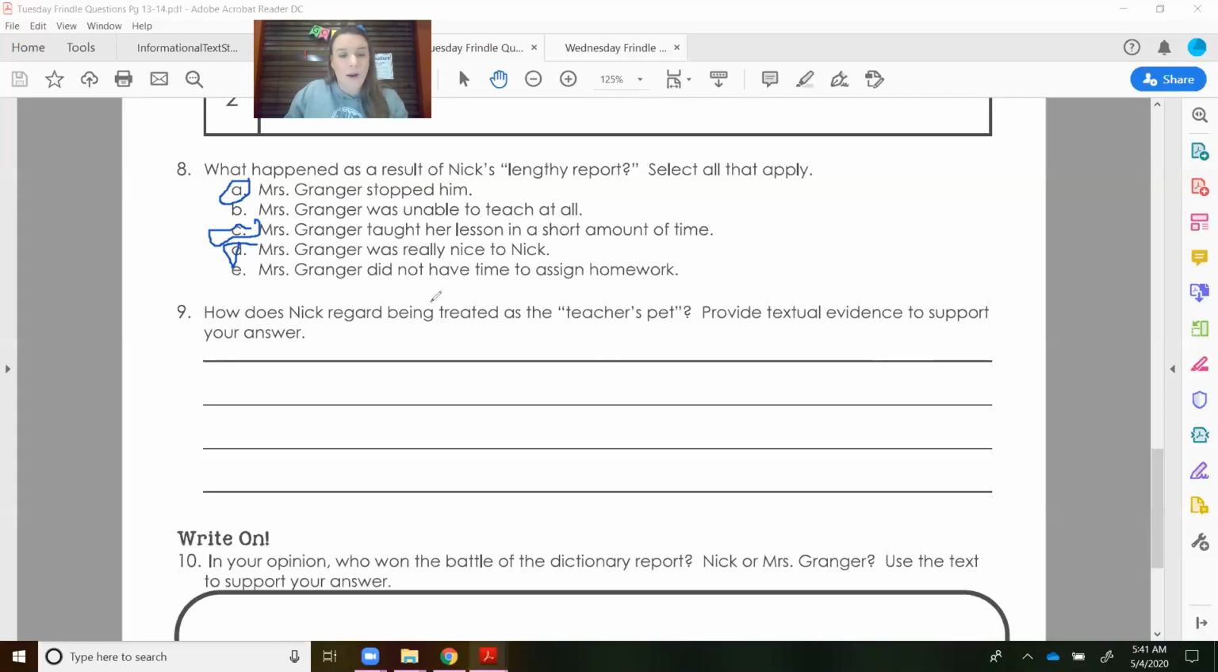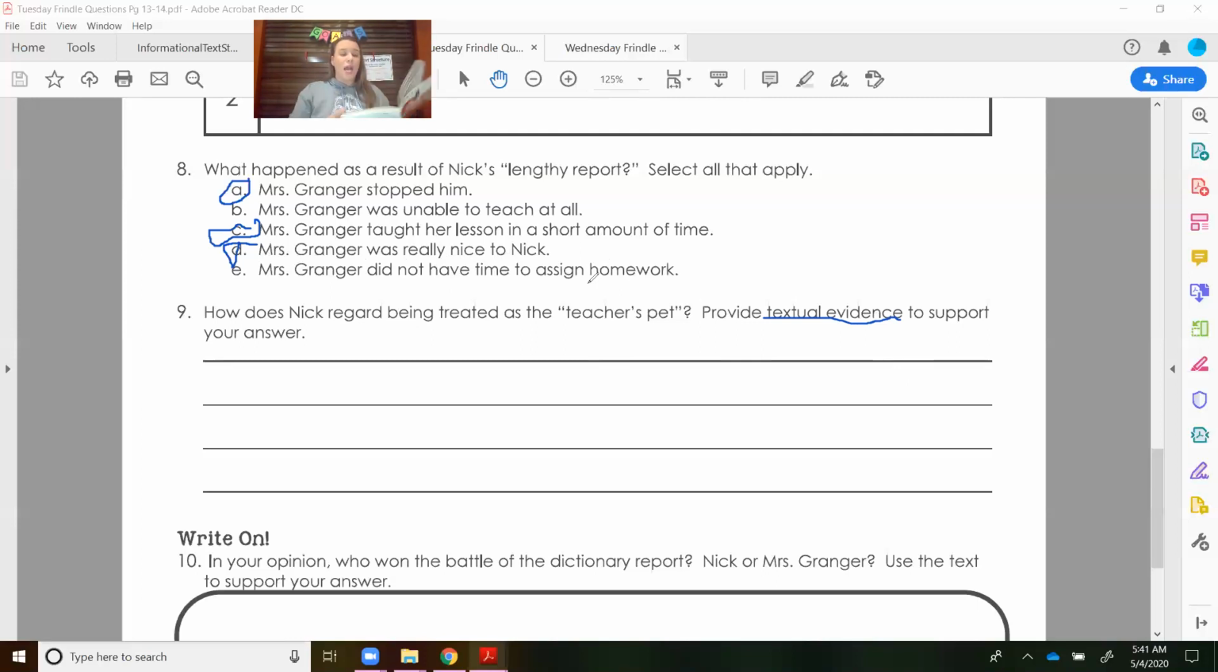How does Nick regard being treated as a teacher's pet? Provide textual evidence, so text evidence to support your answer. Again, answer the question and then provide evidence. Make sure you go back and you look for evidence.